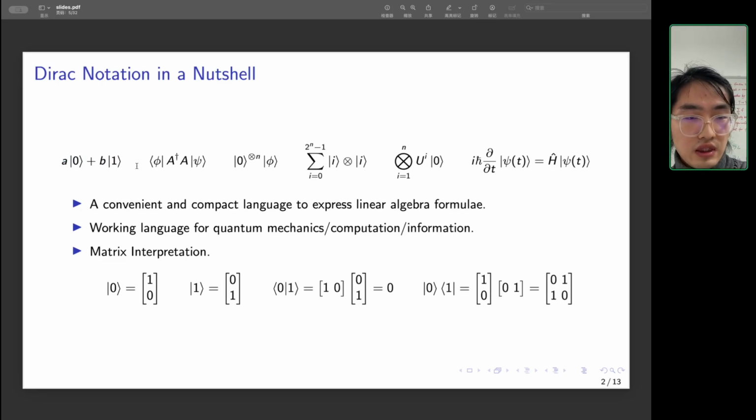And moreover, we can give the matrix interpretation to its meaning. For example, the basis 0 and basis 1 of the qubit system can be represented by column vectors, and the results of inner product and outer product are represented by this and calculated in the matrix way.